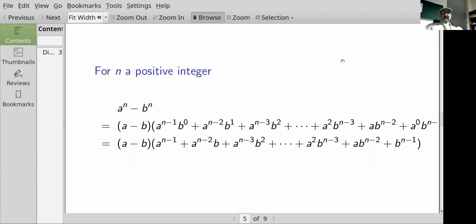Okay, and in general, for n a positive integer, a to the n minus b to the n is equal to a minus b times a to the n minus 1, then reduce the power of a to n minus 2 and increase the power of b from 0 to 1, plus a to the n minus 3 times b squared, and so on, up to a times b to the n minus 2 plus b to the n minus 1. Okay, so we're going to make use of that formula to do certain kinds of limits.